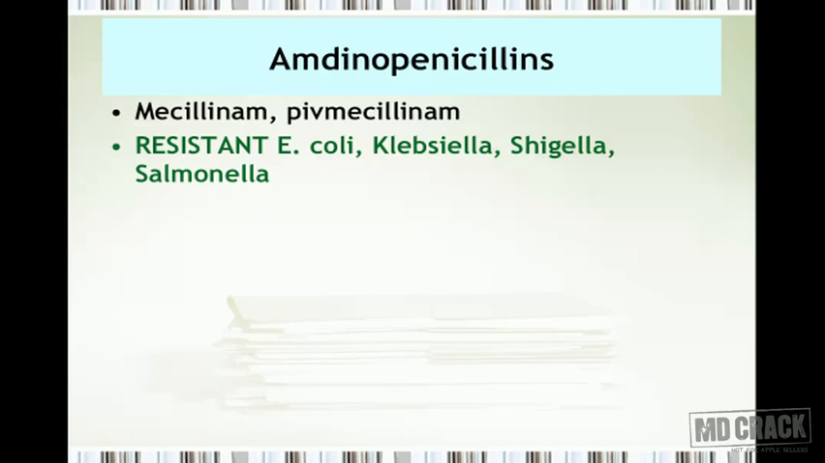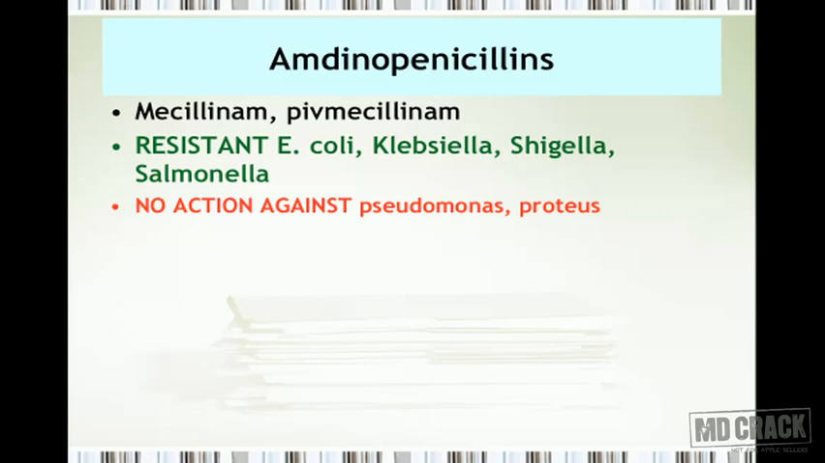And they are useful against resistant E. coli, Klebsiella, Shigella, and Salmonella infections. They don't have action against Pseudomonas or Proteus. So in our usual sequence of organisms, as we say, E. coli, Proteus, Klebsiella, Pseudomonas, they are useful only against E. coli, not Proteus. Then they are useful against Klebsiella, not Pseudomonas. So you can remember them alternately. E. coli and Klebsiella are sensitive, Pseudomonas and Proteus are resistant.